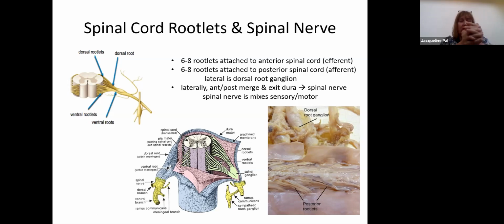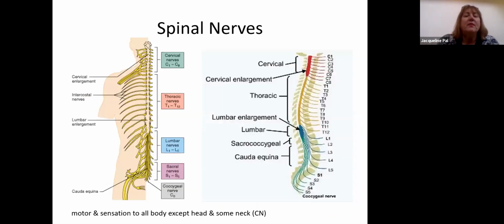So starting at the spinal cord and going lateral, the first thing we have are the rootlets, then we're going to have the roots with a dorsal root ganglion, and then we're going to have the spinal nerves. So when we look at the spinal nerves, as I talked about previously, we have 8 cervical nerves, 12 thoracic nerves, 5 lumbar nerves, 5 sacral nerves, and 1 coccygeal nerve.